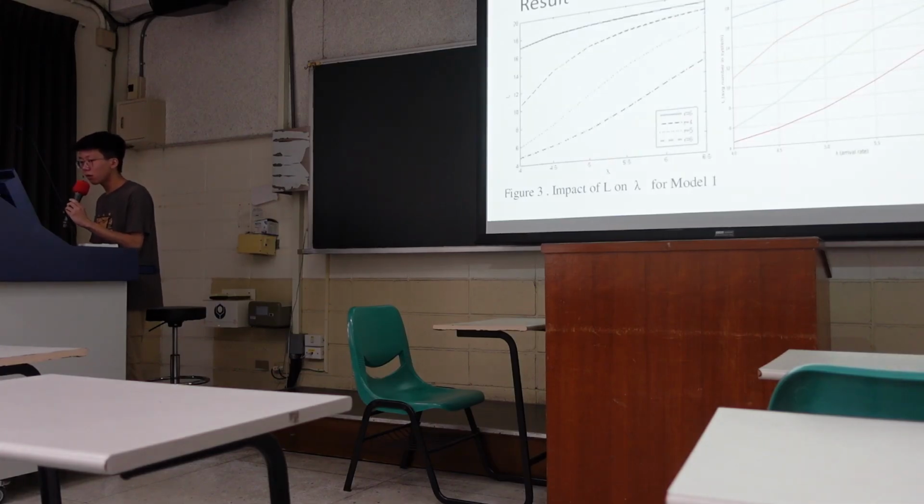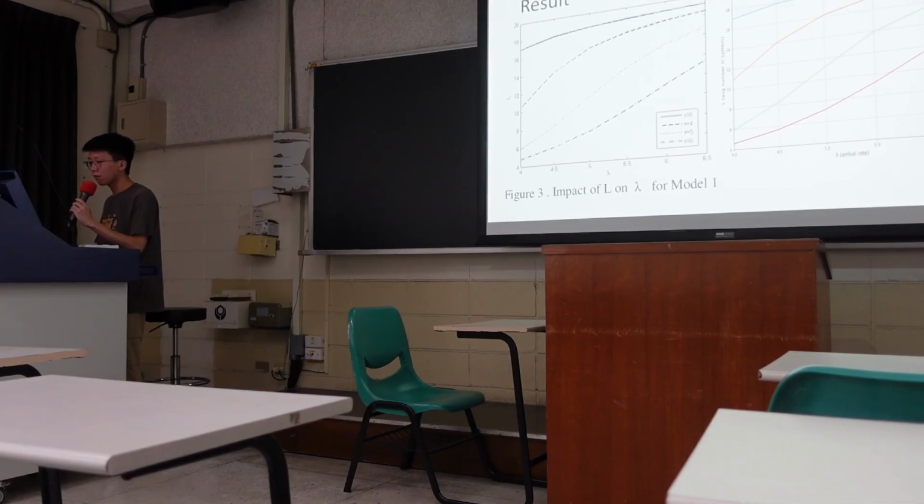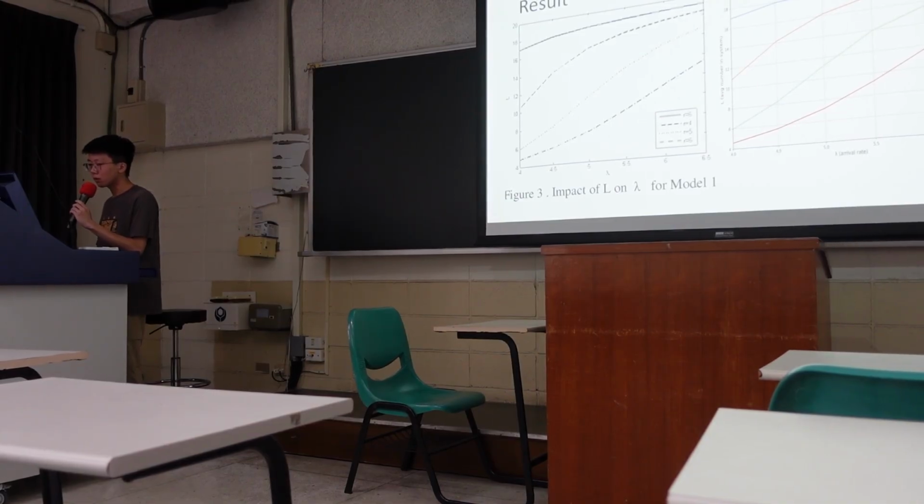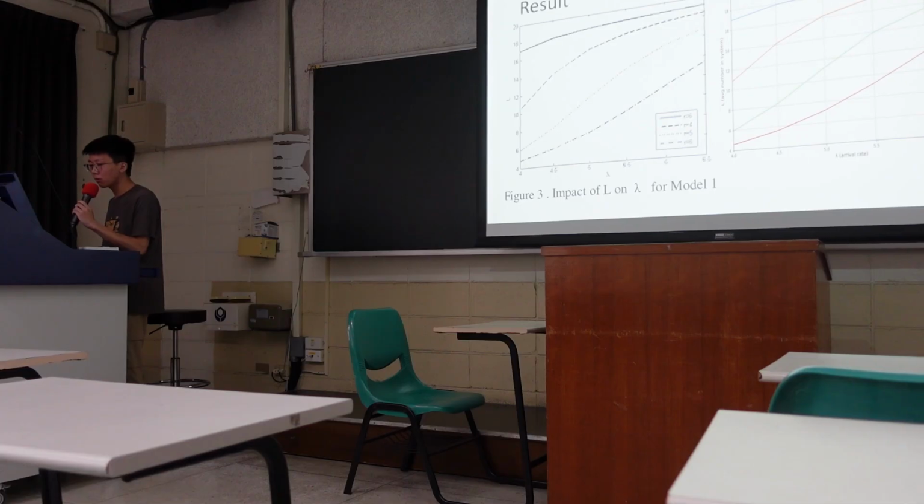These figures show how the average number of customers L increases with arrival rate lambda under Model 1. With fewer VMs, the system becomes overloaded and L grows. More VMs help reduce congestion and keep L lower.